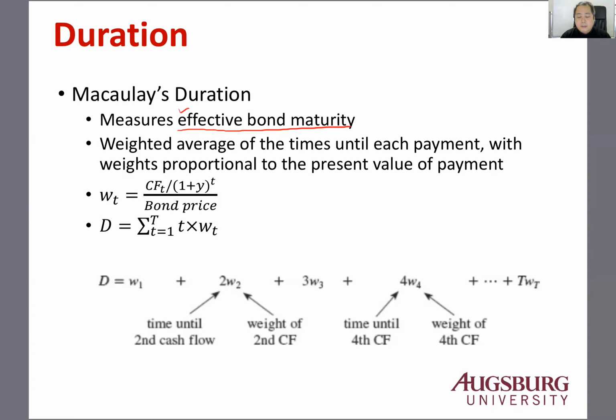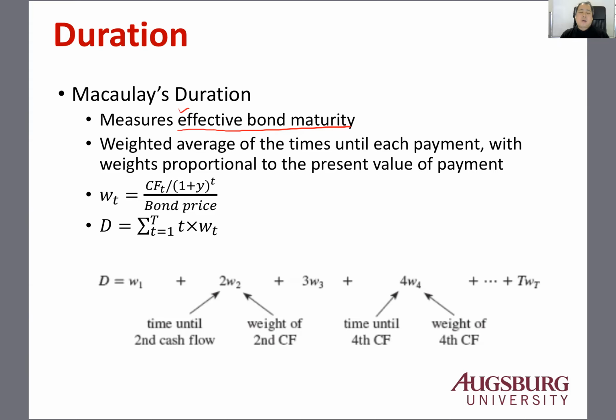So we have bond maturity like 30 years, 2 years, 1 year. That's nominal maturity. But because we receive coupons, a bond actually effectively matures before the maturity date. So duration measures the effective bond maturity date. It's a weighted average of times until each payment, with weights proportional to the present value of the payments.